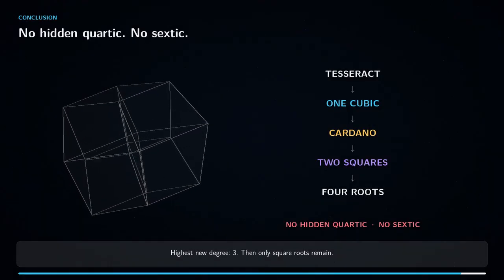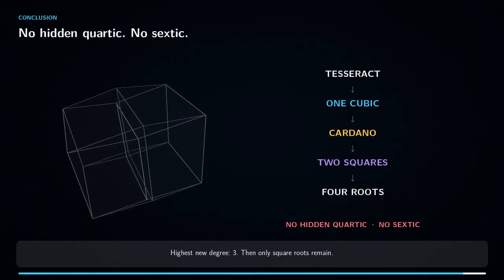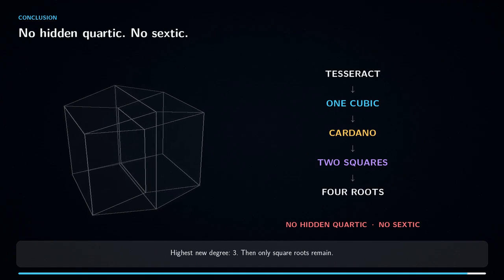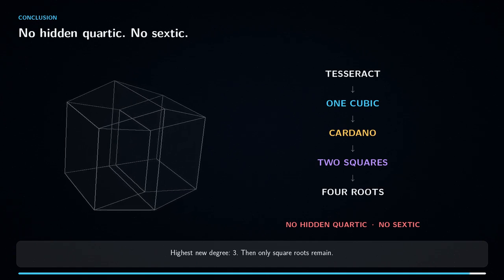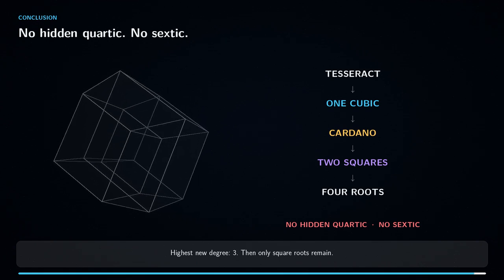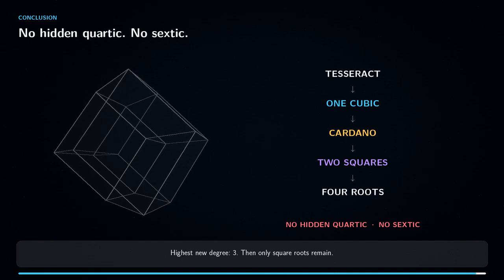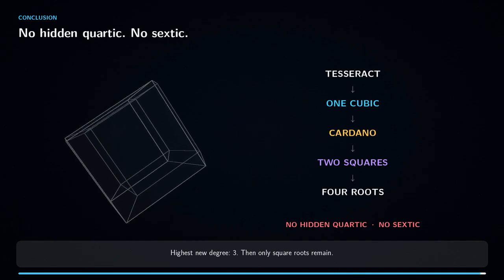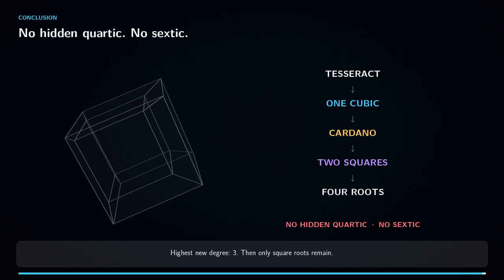The tesseract gives one cubic resolvent. Cardano's cube solves that cubic. One cubic root factors the quartic into two quadratics, and completing the square solves both. The construction is therefore a complete method, not merely a verification that four guessed expressions happen to be roots.